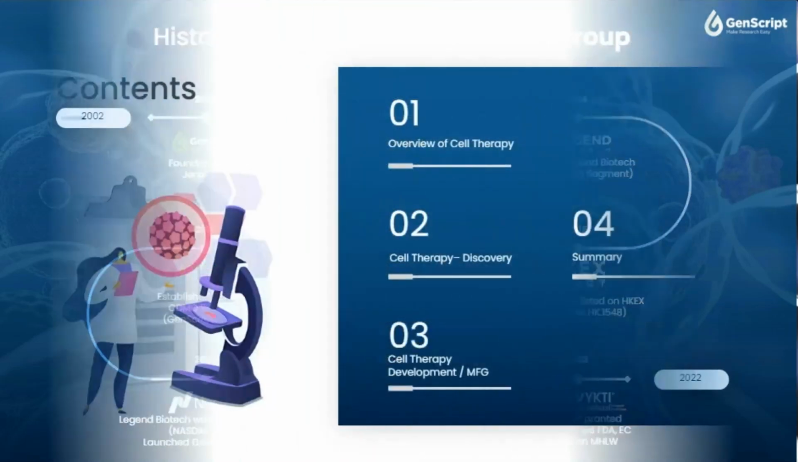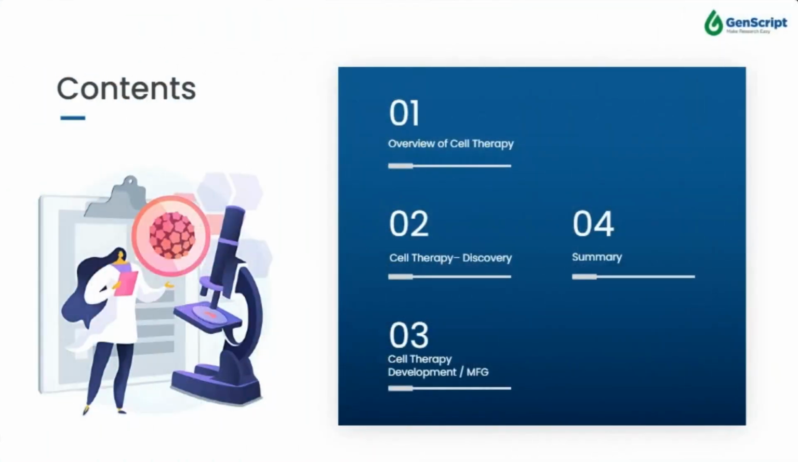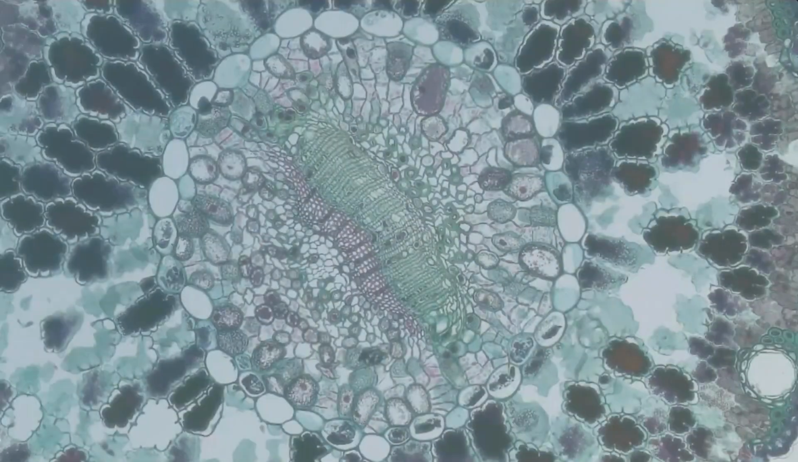Here is the preview of topics we will discuss today. I will begin with the introduction to cell and gene therapy, and next we will focus on various stages of cell therapy development and investigate the types of tools needed for each stage and their importance. Let's begin with an overview of cell therapy.